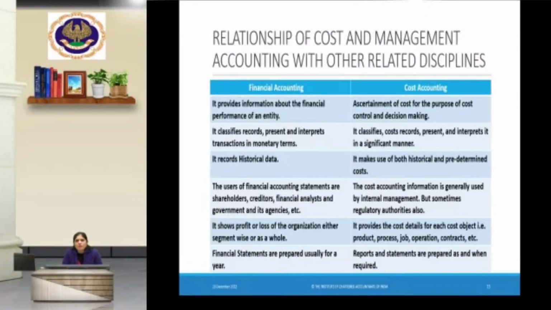But in cost accounting, we actually have the predetermined rates also. So in cost accounting, we have both historical and predetermined. It makes use of both historical and predetermined costs. Historical means which has already been done. That is historical. All right.